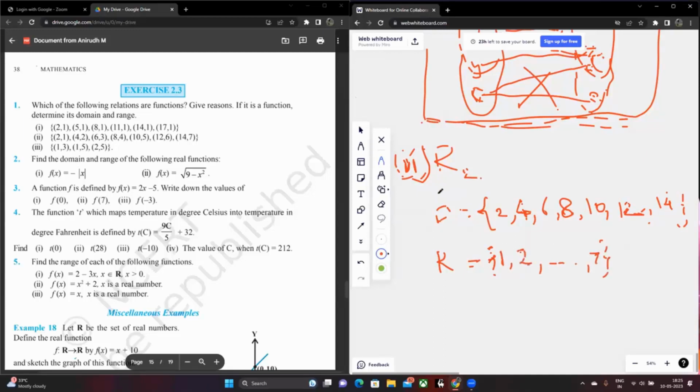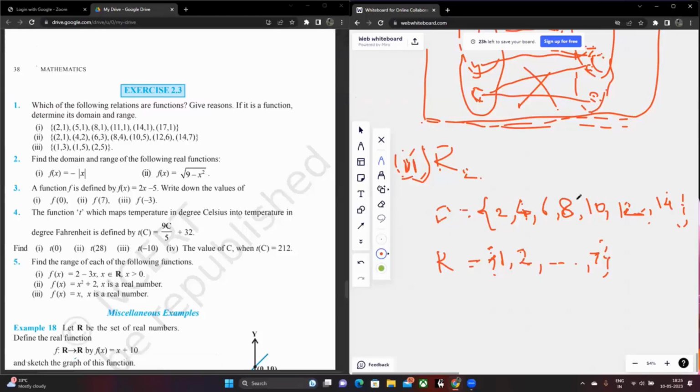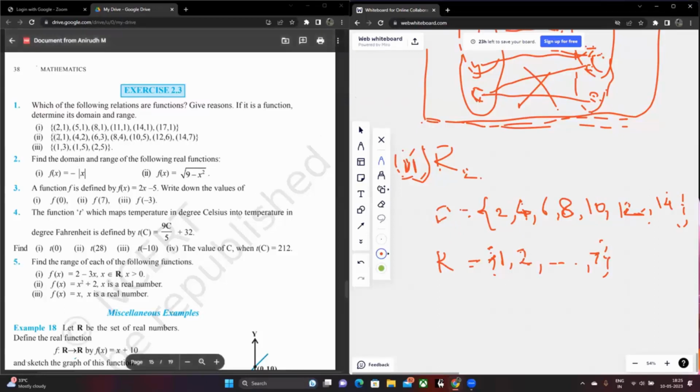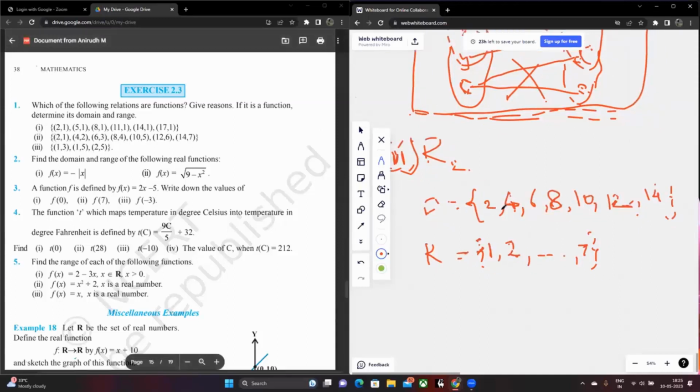Sorry to say, right? So you have the set, the domain as 2, 4, 6, 8, 10, 12, 14. The range as 1, 2, 3, 4, 5, 6, 7. You have the relation that's X equals 2Y, where the pairs are X comma Y. Right? That's the relation here. And you can see that each element in the domain has a unique element in range, right? So this is a function, right?